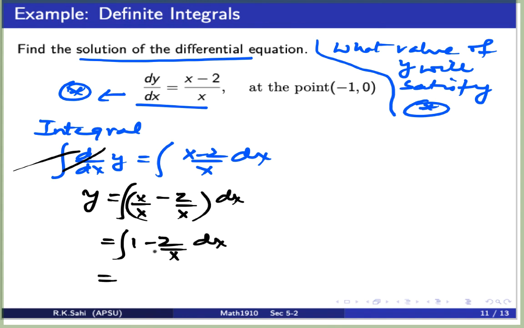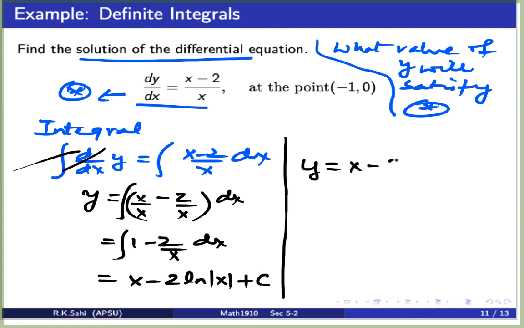And now we already know how to solve this one. The integral of 1 is x, and minus 2 over x, we already know, is natural log of x plus c. So we have got the solution y equals x minus 2 natural log of x plus c. The question is, find the solution at the point minus 1 and 0. In other words, give me a particular solution. So in other words, you plug in the values of x and y and you get the value for c. That's what it literally means.